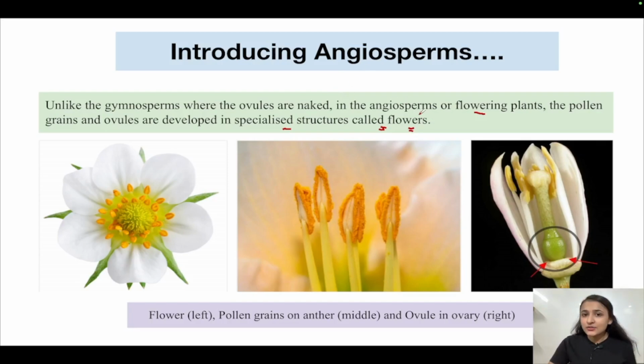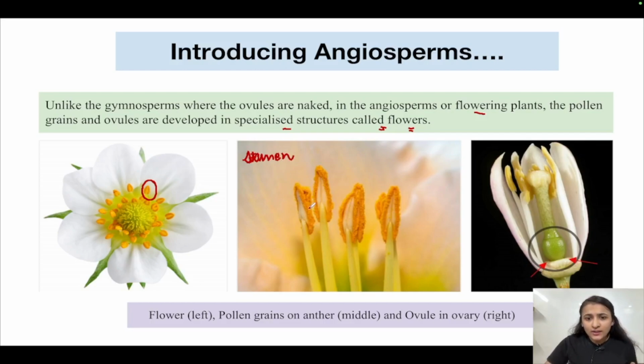And how are flowers formed? When sporophylls organize themselves into these specialized structures known as flowers. So in this slide, the leftmost image represents the flower. Now you can see certain structures inside the flower. These are the male reproductive organs which represent the stamen. Stamens are the male reproductive organ of the flower. We will study this in detail later on.